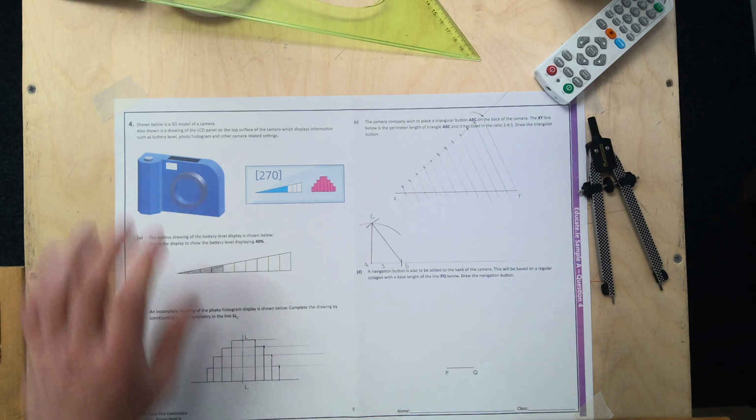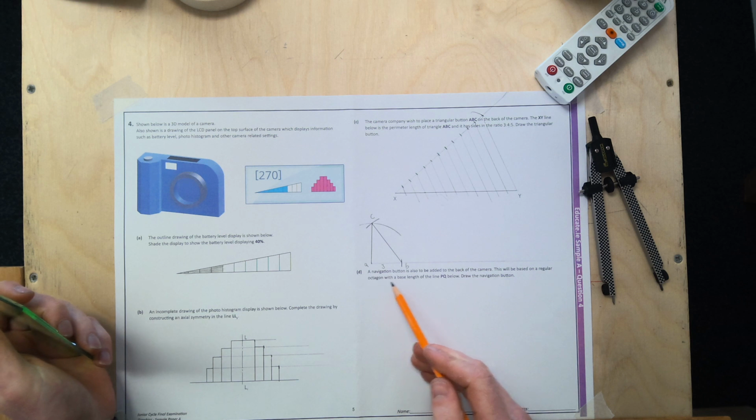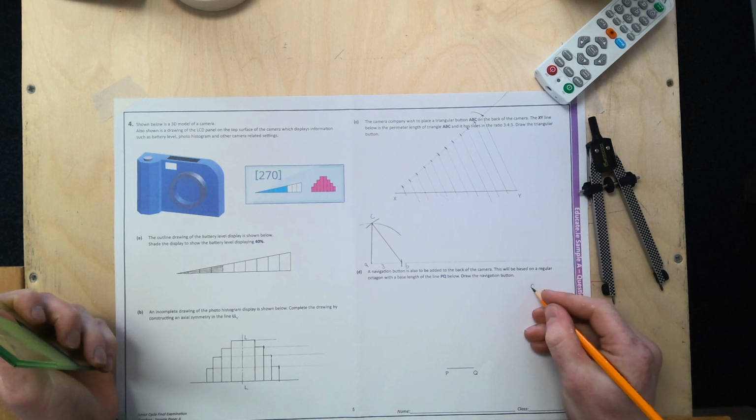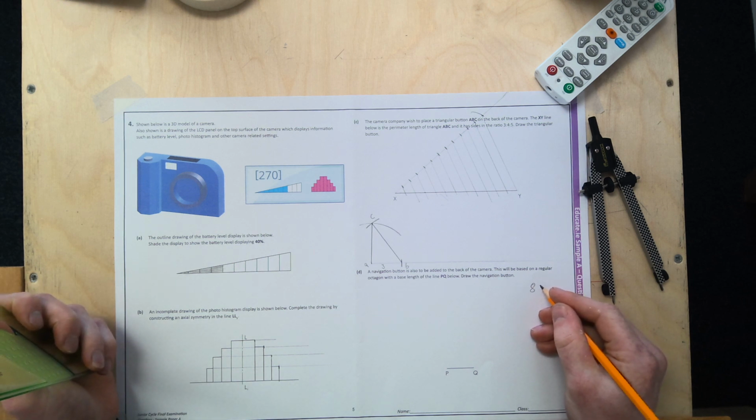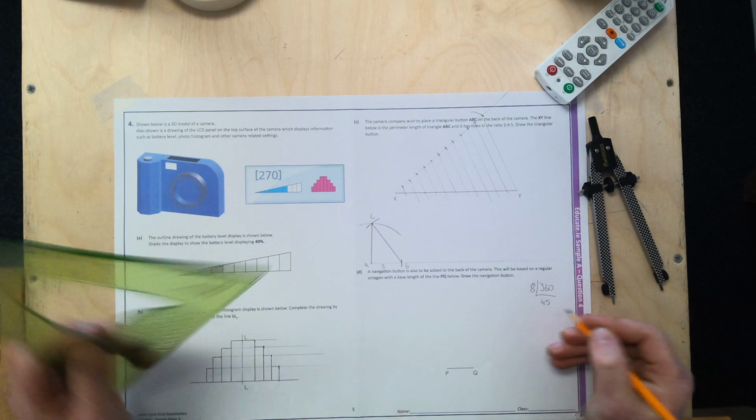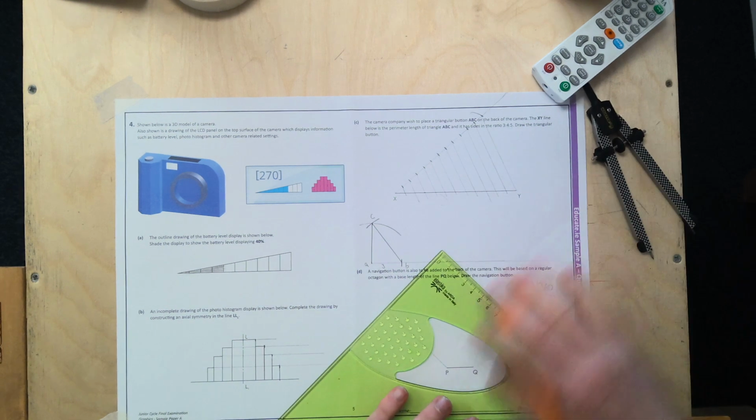Part D there then, a navigation button is also to be added to the back of the camera. This will be based on a regular octagon with the base length PQ line below. Draw the navigation button, right? So an octagon has 8 sides, or 8 angles. So remember we divide 360 degrees by the number of angles, so 8 angles, 45. So that's 45 degrees we're going to be using. So from P I can go 45, and from Q I can go 45.